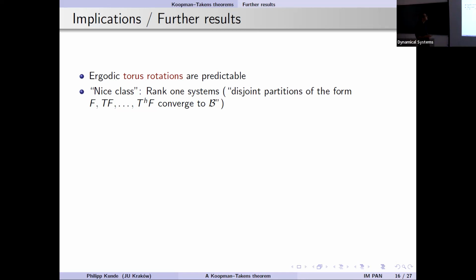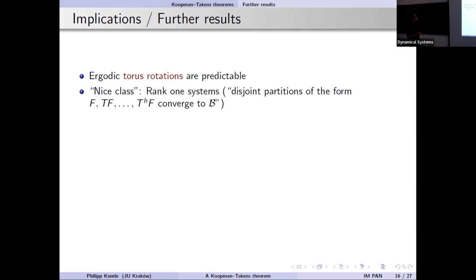That is this important class in the economic theory of rank one systems. And there is a nice survey by Ferenczi on rank one systems, and it has the title "The Lecturer's Nightmare to Define Rank One."